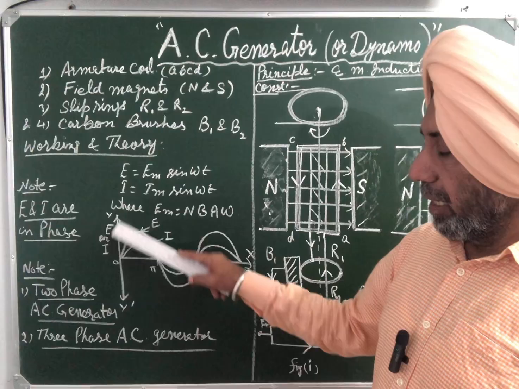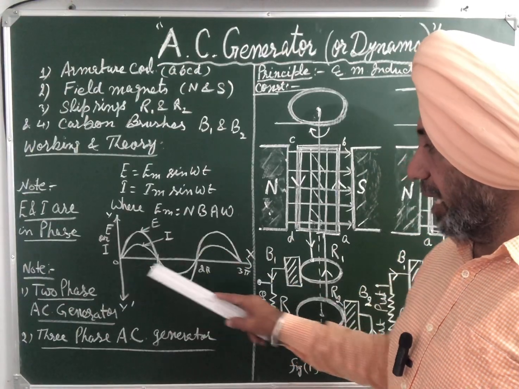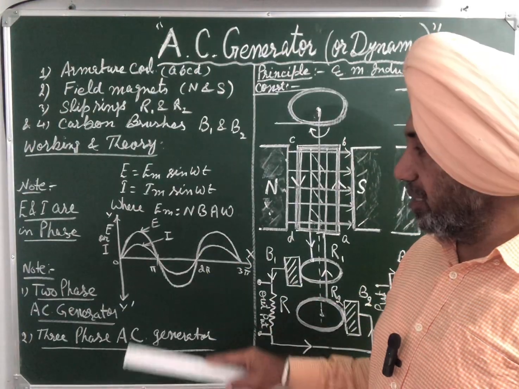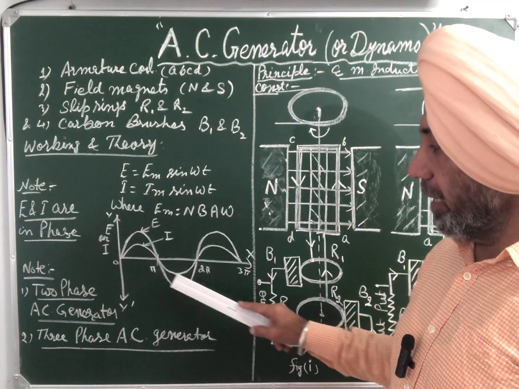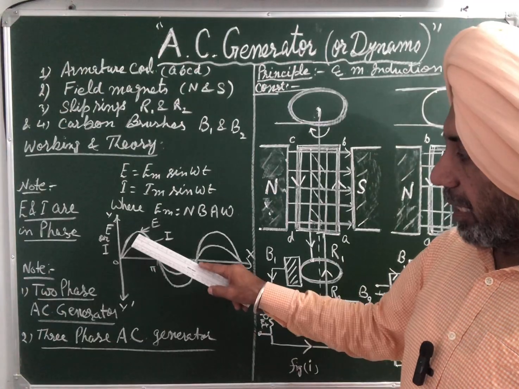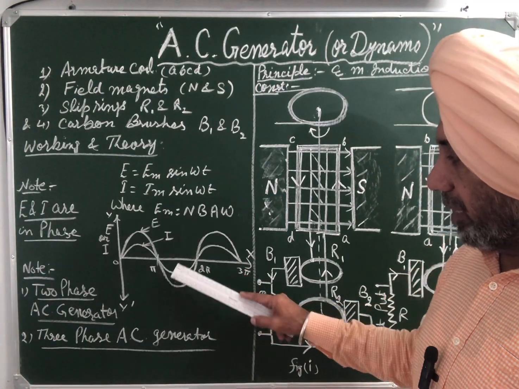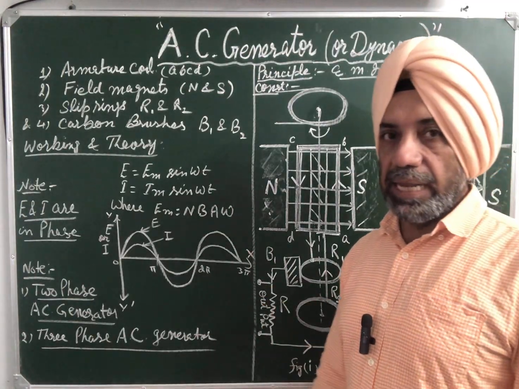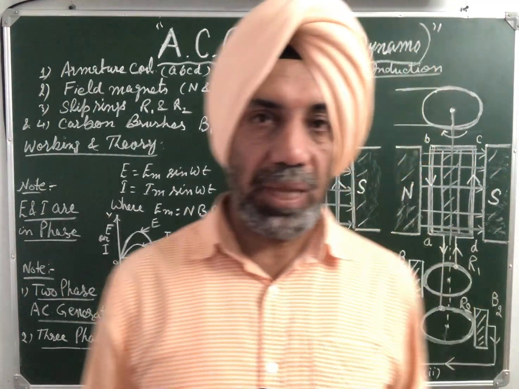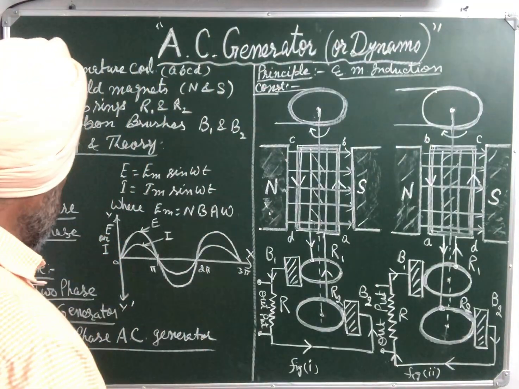So we plot a graph taking E or I along the y-axis and time or omega t along the x-axis. We get a graph for E like this, an alternating graph. This is for I. The crest of E is falling upon the crest of I, and the trough of E is falling upon the trough of I. So it means E and I are in phase. So this is how we can produce an AC generator.